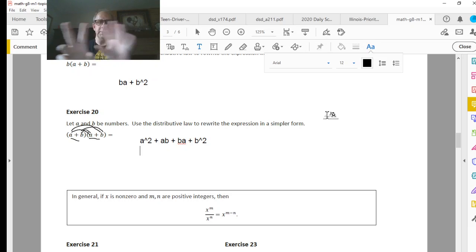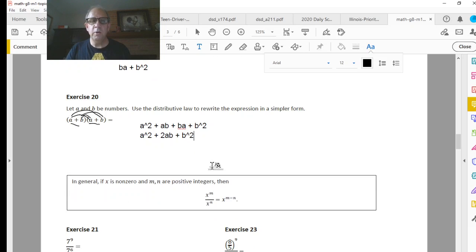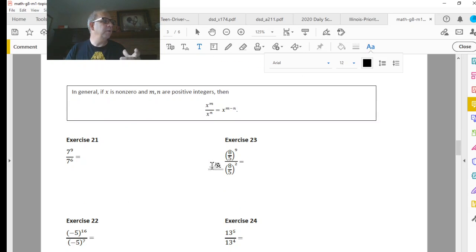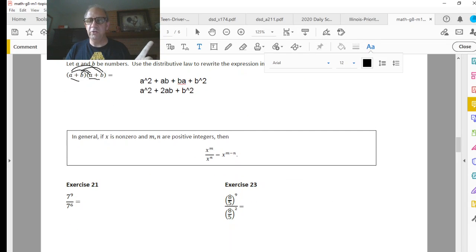AB and BA are the same thing, they're just backwards. So I can turn the BA around to an AB. So I've got A to the power of 2 plus 2 ABs plus B to the power of 2. Don't get confused. 2 ABs is AB plus AB. A squared is A times A. It's different. Okay? So that's all with the multiplication. We're going to do division in just a minute.